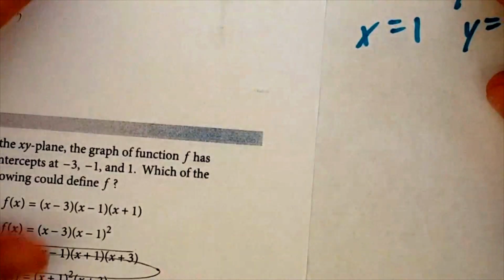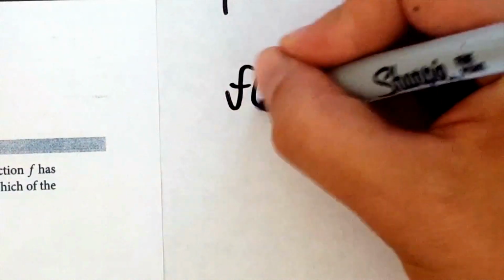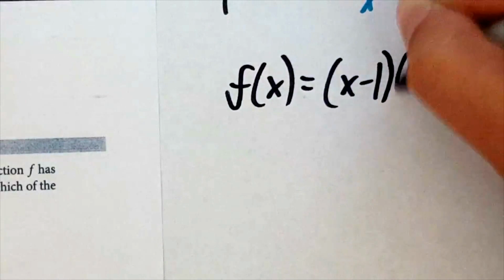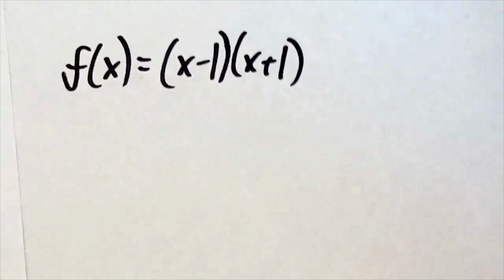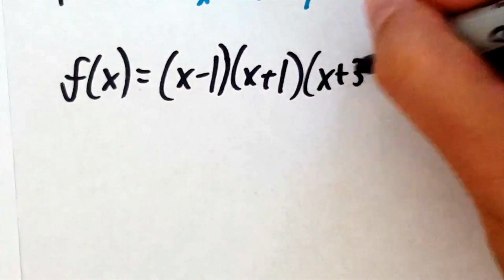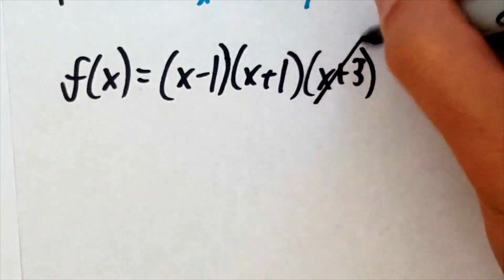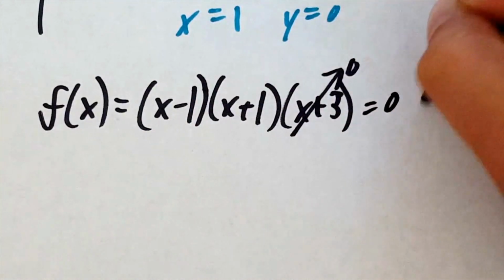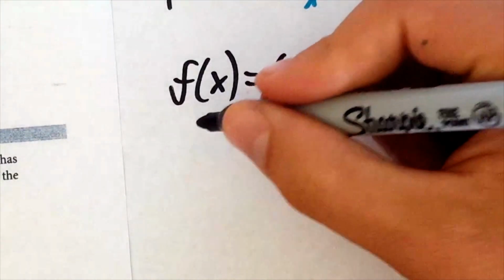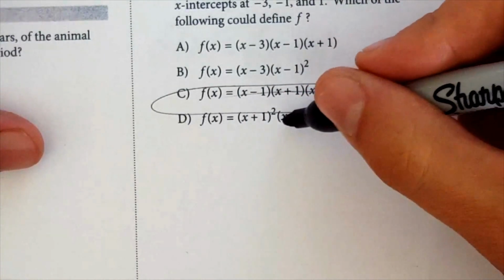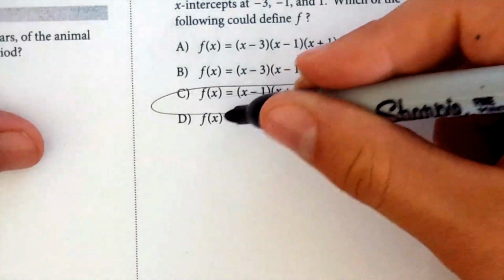let me do it out on the paper right here. You're going to have f of x equals x minus 1 times x plus 1 times x plus 3. But because x is -3, this is going to be 0. And since you have 0 times something, that's going to be 0. So that works. And it actually works for D also, because here's +3. So -3 plus 3 is 0, so that's going to work.